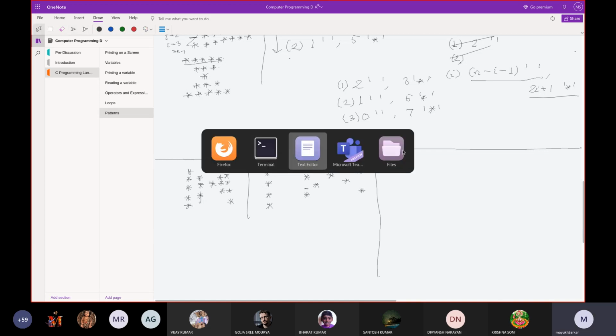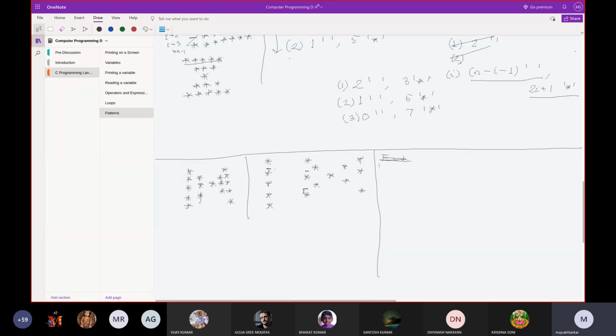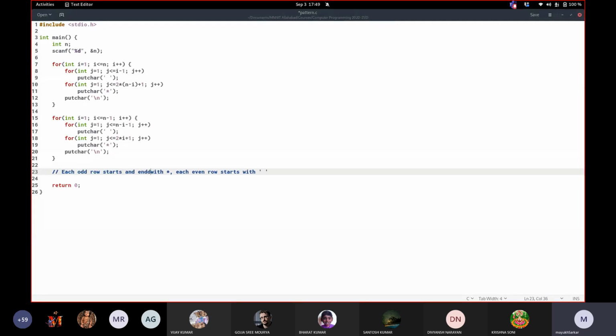I have some network problem, let me write it directly here and I'll switch them there. Each odd row starts with a star. Each even row starts with a space. This is the first observation you can make, right? Yes, sir. Then this is also a row that starts and ends both with a star, and this is also a row that starts and ends both with a star.